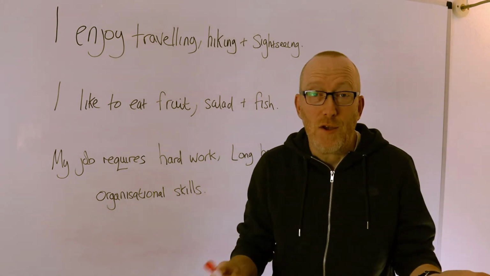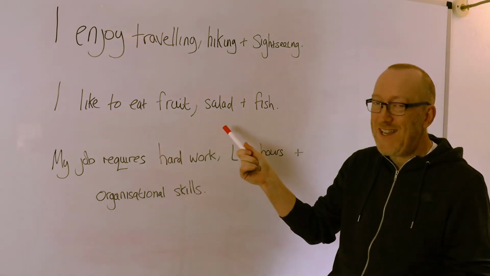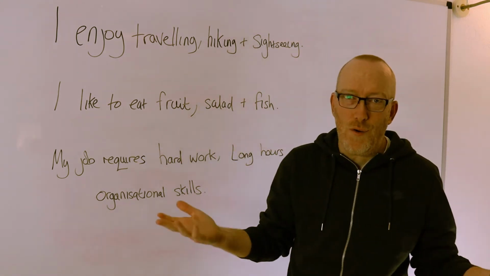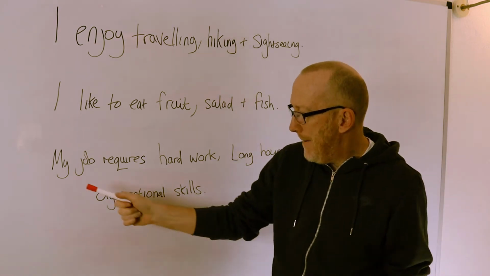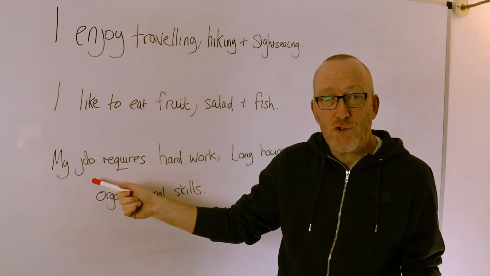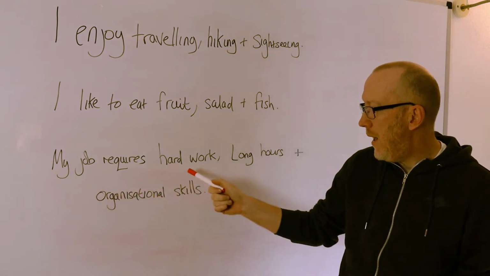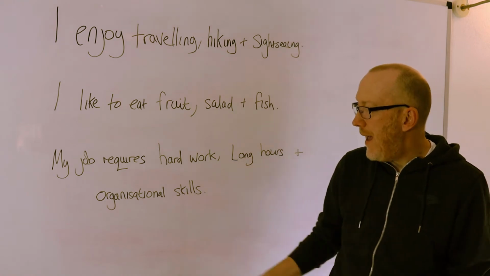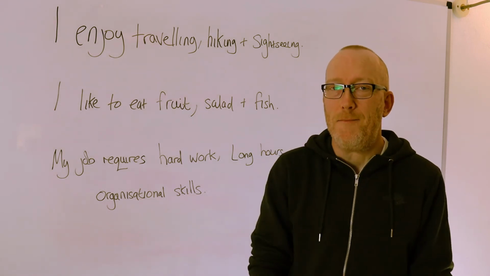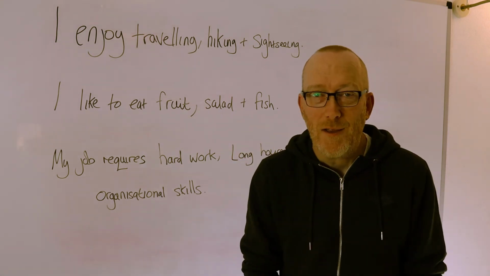So another thing that you might want to do is talk about things that you like to eat. Okay, so I like to eat fruit, salad and fish. Fruit, salad and fish. Again, three is better than one or two. So these are talking about your personal lives. So you might want to try and talk about your job or try and describe your job. So my job requires hard work, long hours and organisational skills. Again, magic of three.